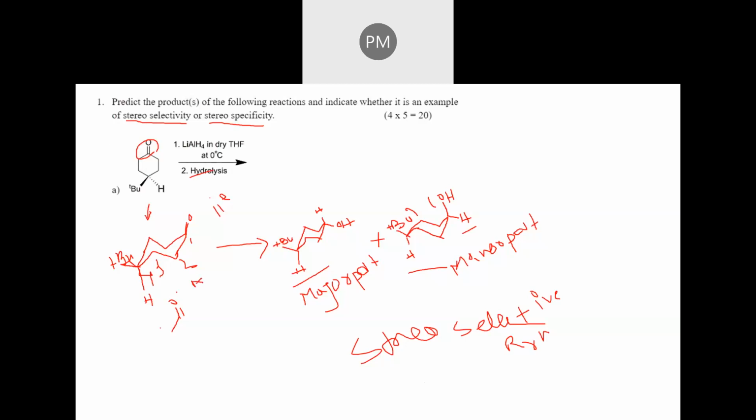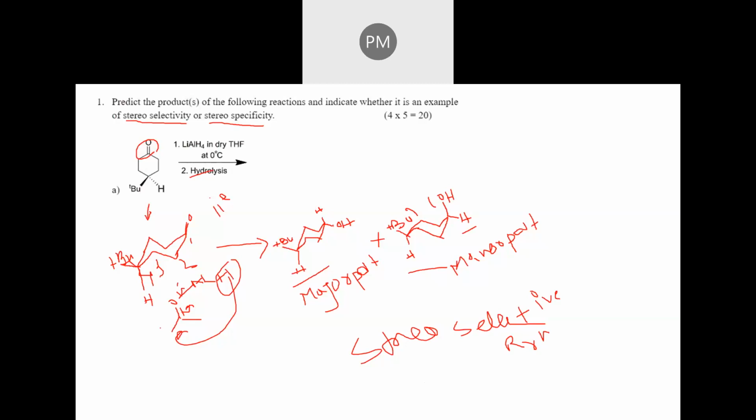So O plus Li minus like this, and carbonyl and LiAlH4. So this will be our hydride. This hydride will attack this carbonyl center, and this becomes a ring. This carbonyl becomes open. So this will be OH. Now the question is whether this hydride is from above the plane or below the plane.